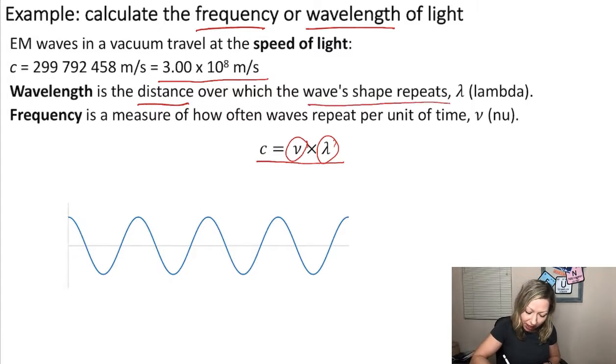The wavelengths is the distance over which the wave's shape repeats. So for example, if we have this wave down here, we start right here and the shape repeats up to this point. So the distance between these 2 points is going to be the wavelengths.